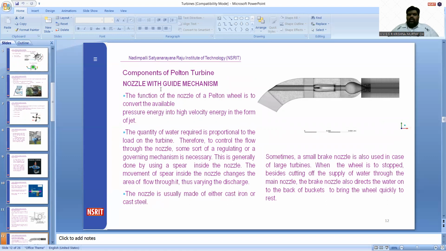The components are the nozzle with governing mechanism. The function of the nozzle of a Pelton wheel is to convert the available pressure energy into high velocity energy in the form of a jet. The quantity of water required is proportional to the load on the turbine. Therefore, to control the flow at the nozzle, some sort of regulating valve, the governing mechanism, is used. The nozzle is usually made of either cast iron or cast steel.